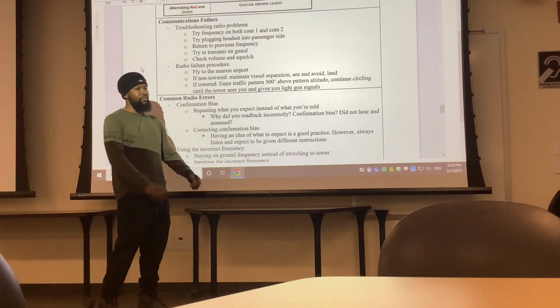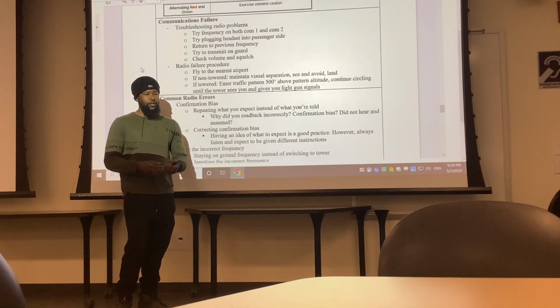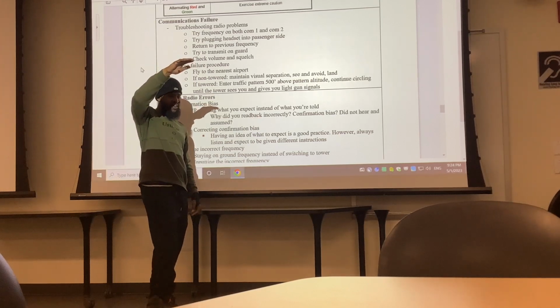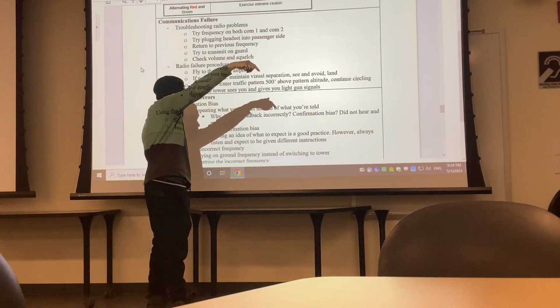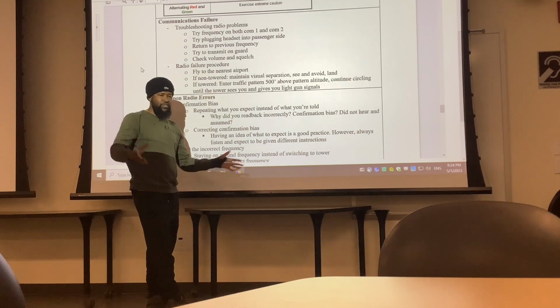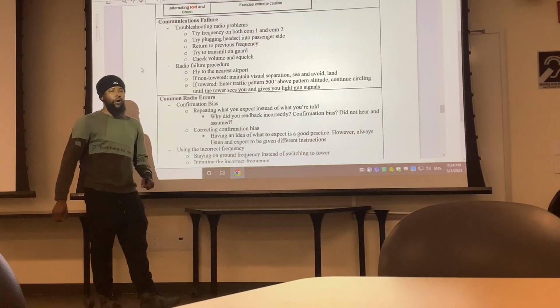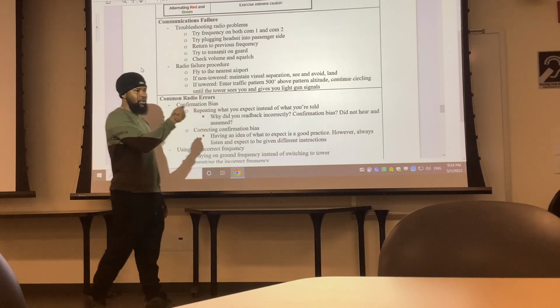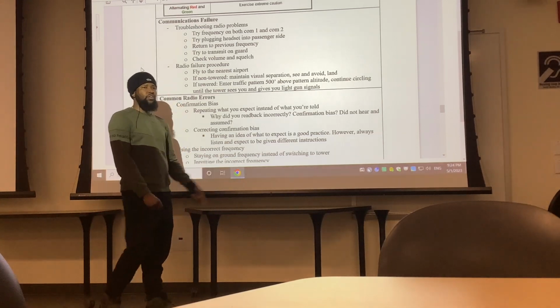So if you did squawk 7600, you'd want to come higher than pattern altitude, 500 feet above, and circle around, so that way tower can have a visual sight picture of where you are, and they can give you light gun signals to tell you if it's to come in to land, or if it's to circle to land and whatnot.